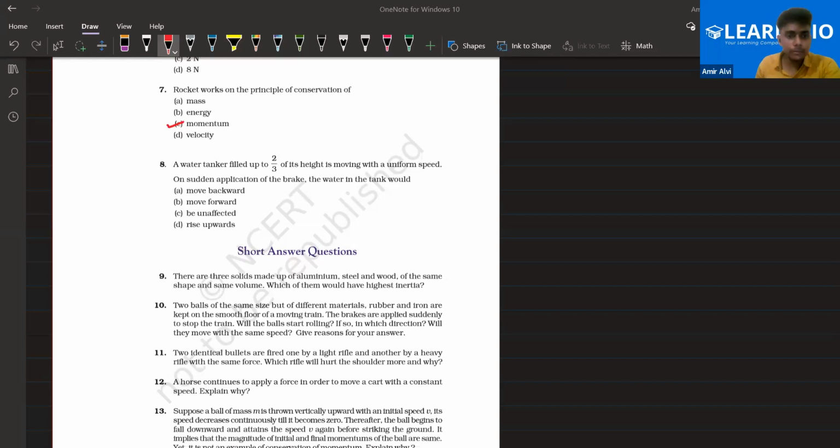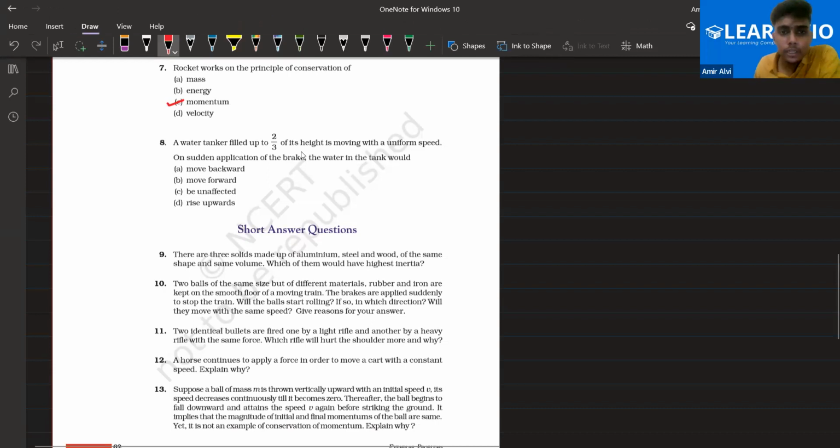Okay. Everyone gave the answer? Anyone left? The question is: if I'm moving with a uniform speed, on a sudden application of the brake, which way would the water in the tank go?